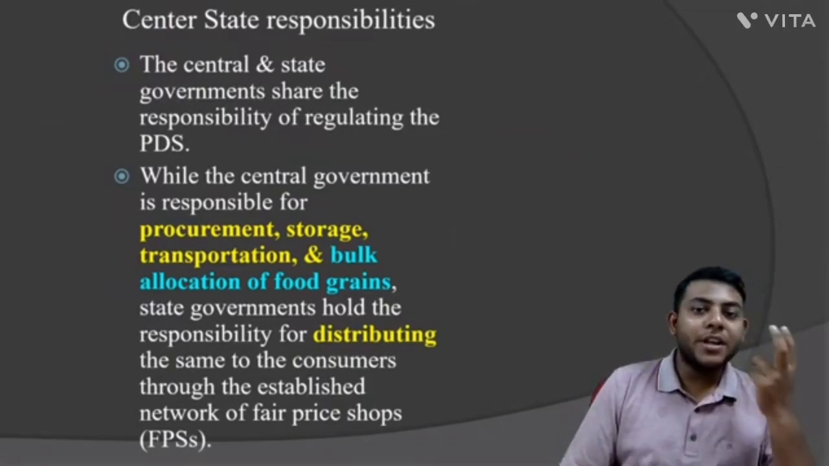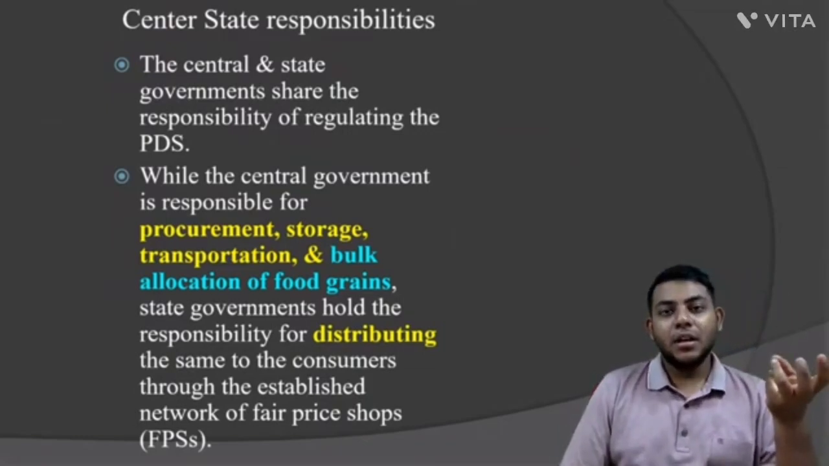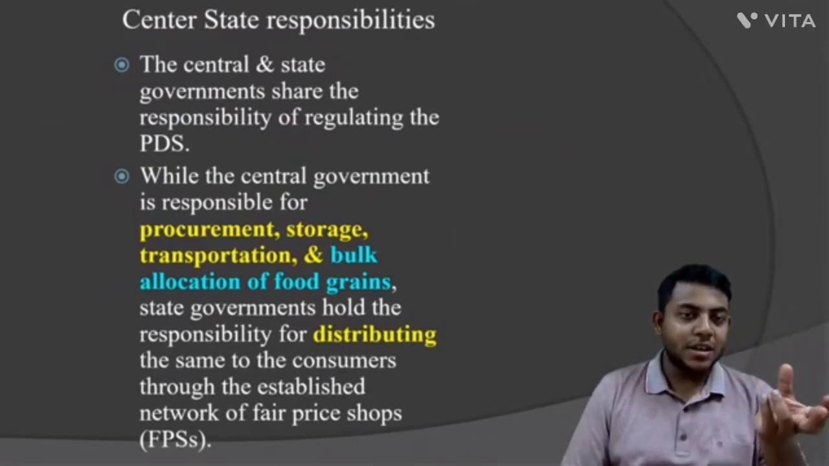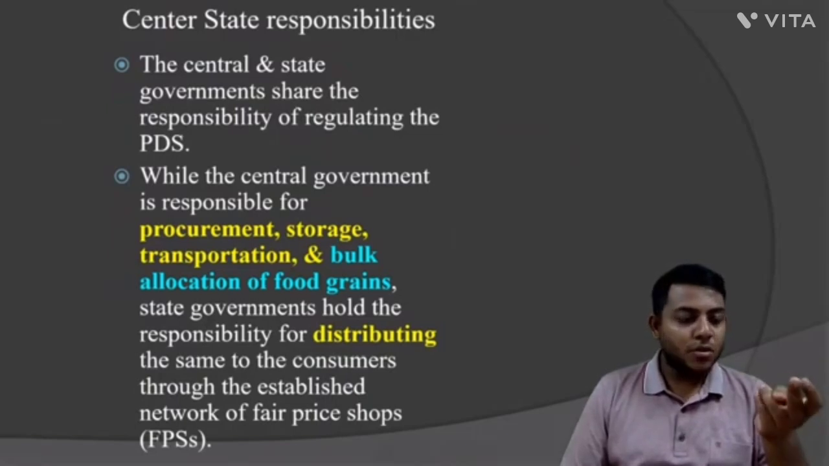So we see that center-state relations also come into play here, and there needs to be cooperative federalism, which is very essential in order to ensure food security. So cooperative federalism becomes very important.